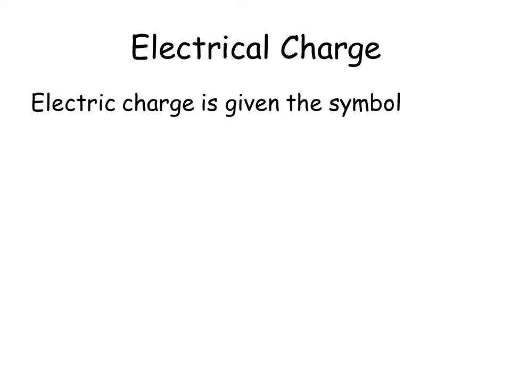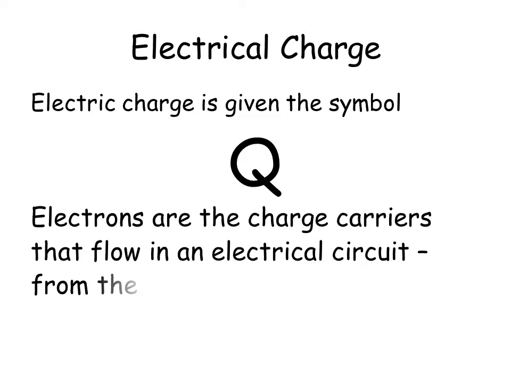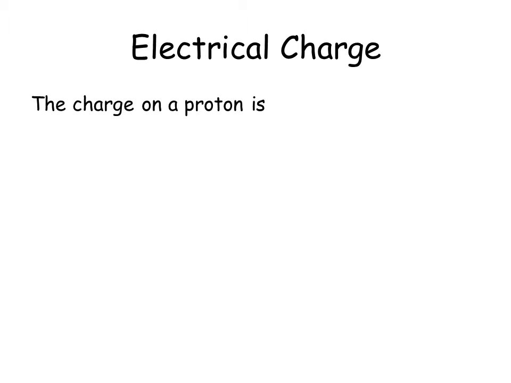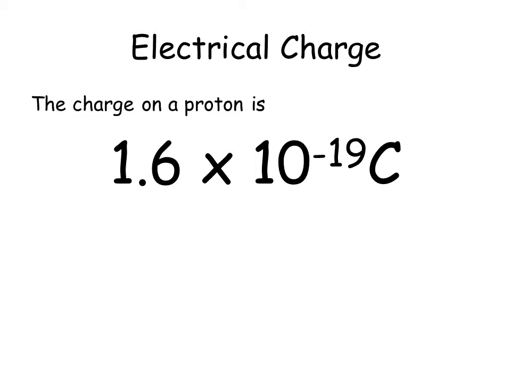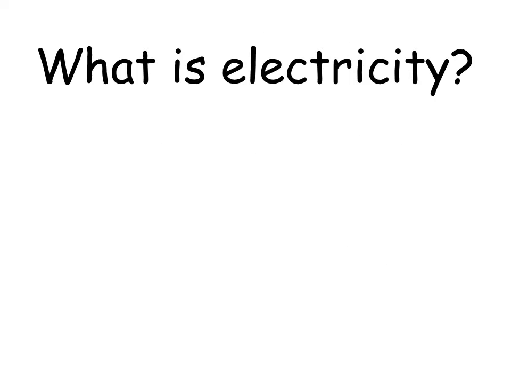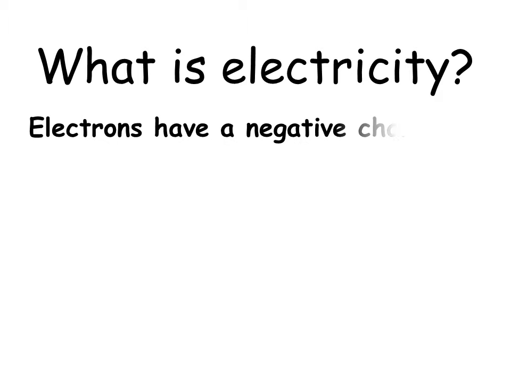Here are the different types of particles: protons, neutrons and electrons. Now, what is electric charge? Electric charge is given by the symbol Q, and electrons are the charge carriers that flow in an electric circuit from negative to positive terminals. The charge on a proton is 1.6 × 10^-19 coulomb, which is the same size as the charge on an electron.